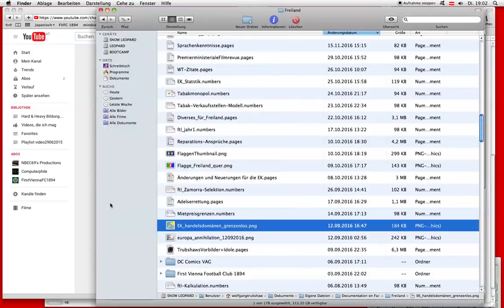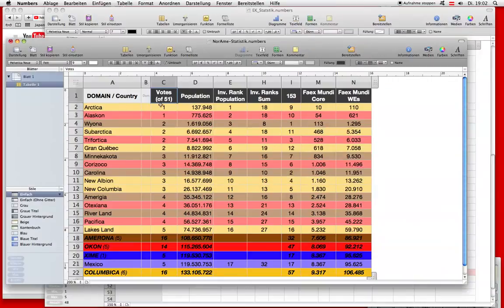The same thing actually is taking place here. Now, what happens here is the nations are ranked by population. Okay, as you can see, this is ascending population.